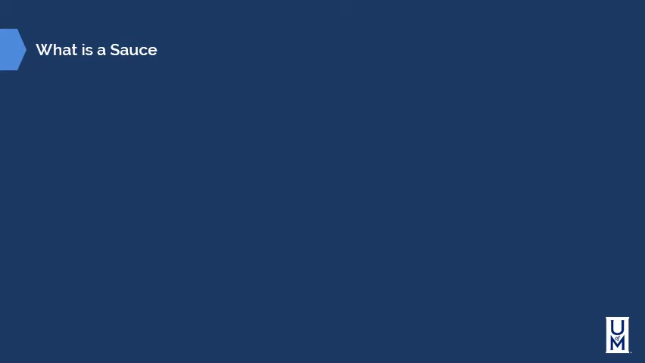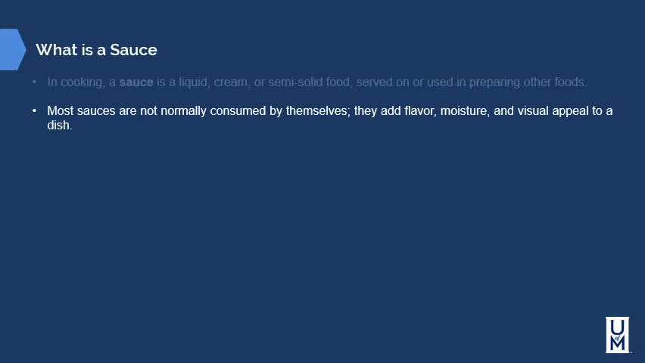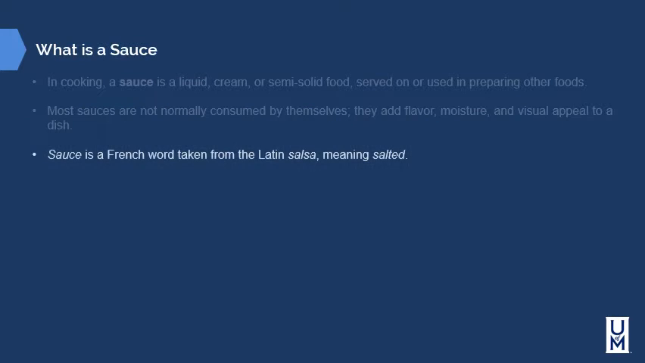So what is a sauce anyway? In cooking, a sauce is a liquid, a cream, or a semi-solid food served on or used in preparing other foods. Most sauces are not normally consumed by themselves. They add flavor, they add moisture, and they add visual appeal to a dish. Sauce is a French word taken from the Latin salsa, meaning salted.